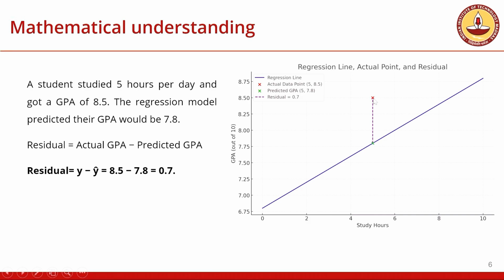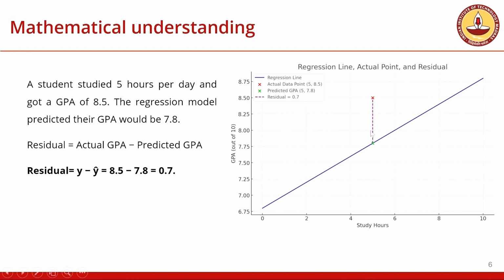The red is the particular data point corresponding to the actual GPA score, that is 8.5, and the green mark is the GPA predicted by the regression model. The difference between these two can be expressed as y minus y hat. So here, the actual GPA scored is 8.5 and the GPA predicted by the model is 7.8.